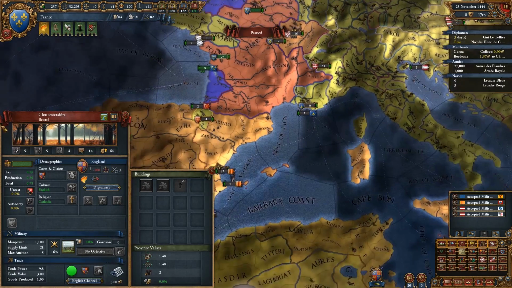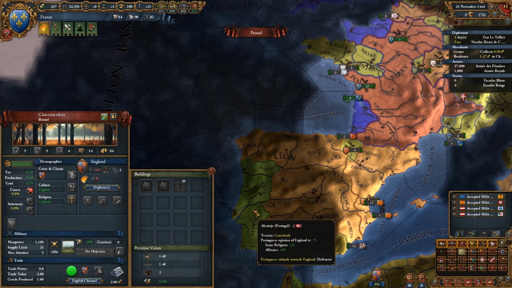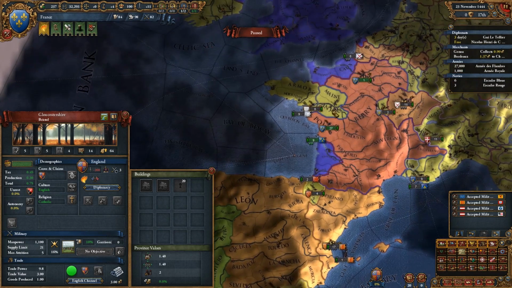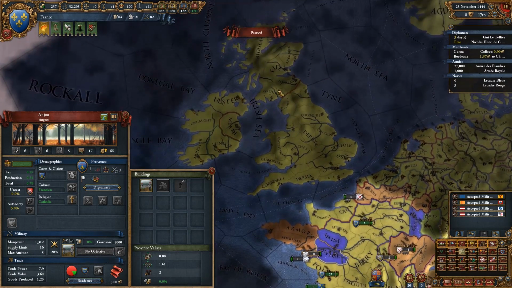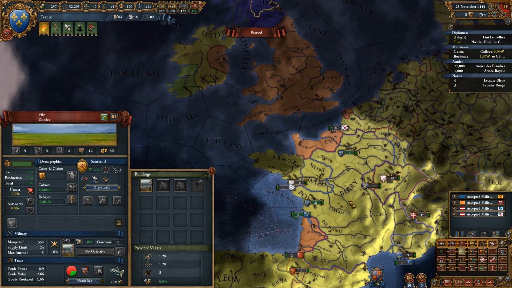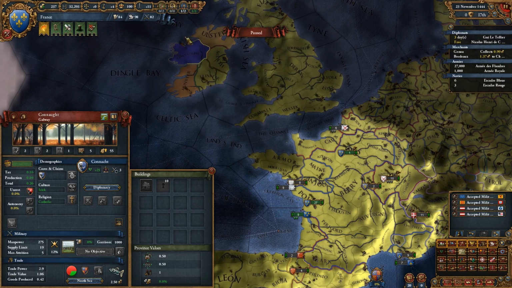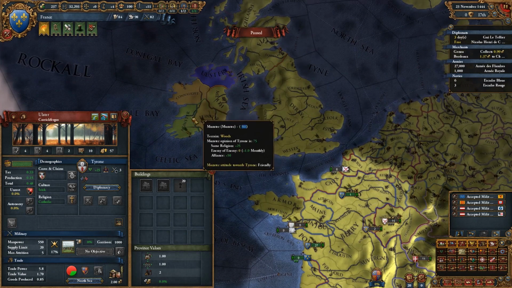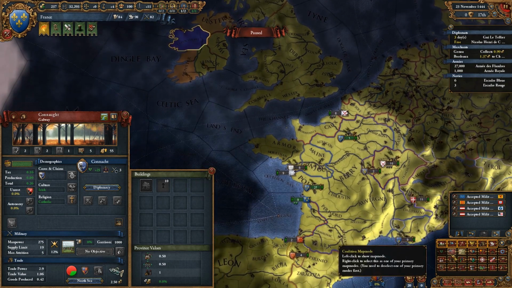If we were to click on England, for example, they actually like Portugal quite a bit because Portugal is a shade of green there. There's probably quite a lot of people that do hate each other at the beginning of the game. But it's just a good way to get an idea of who likes who. As you can see, if I click on a lot of the Irish nations here, some of them like each other a little bit, some of them hate each other quite a bit as well.